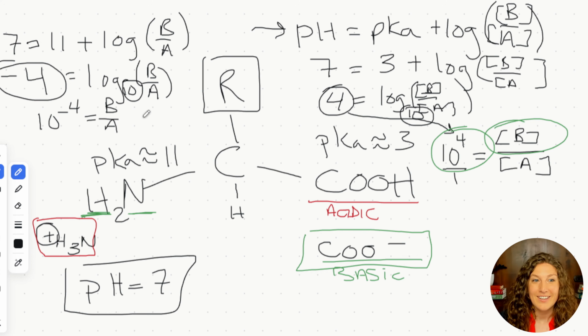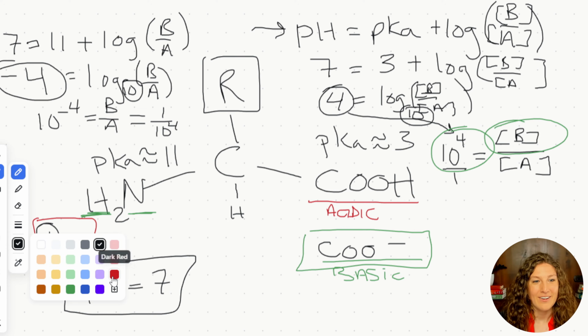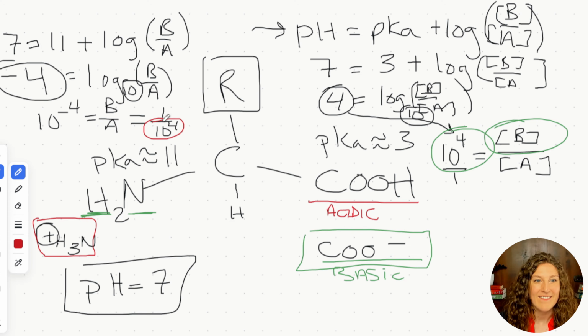10 to the -4 we can rewrite as a fraction as 1 over 10 to the 4. That's taking the reciprocal. So we can see here that we have 10,000 times more acid form than base form for the amino group. So the acid form is preferred when the pH is 7 for the amino group because our pKa is 11. Now, this is a lot of math, and you're like, oh no, this will suck if I have to do this on test day.